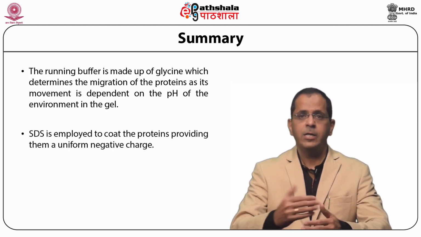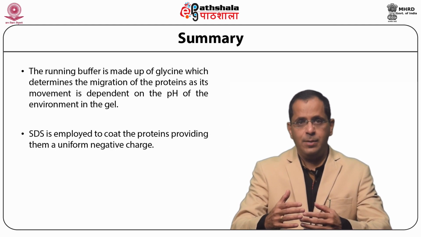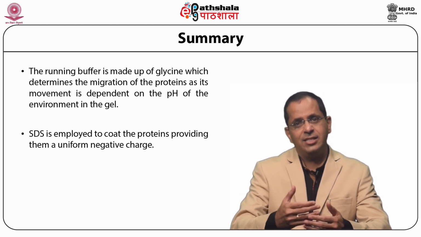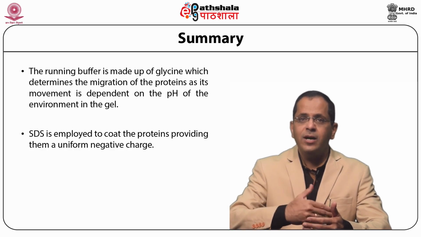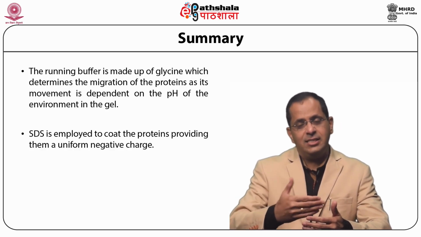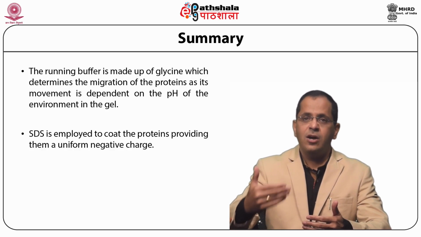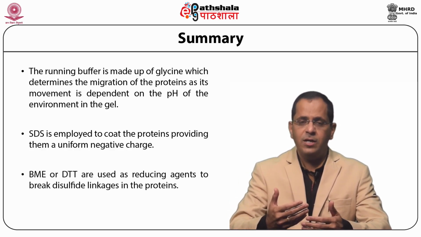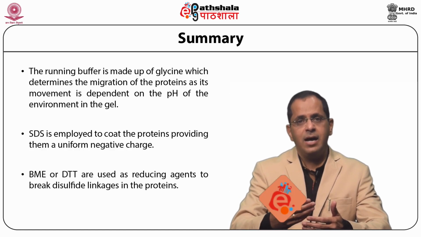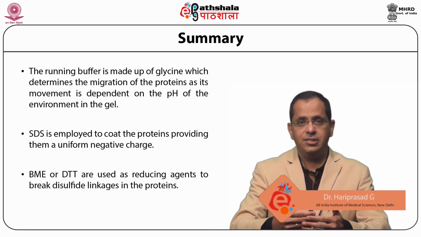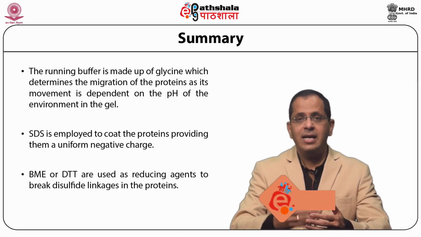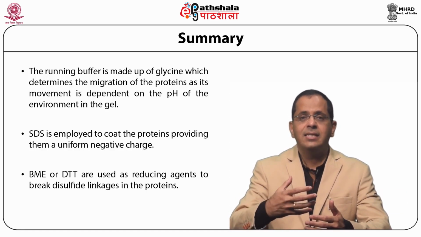SDS is employed to coat the proteins, providing them with a very uniform negative charge and removing all the native charge that otherwise exists on a particular protein. Beta-mercaptoethanol and DTT are used as reducing agents to cleave all the disulfide bonds that stabilize the protein structure.